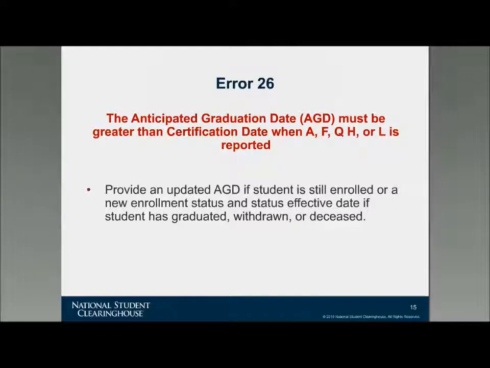Next up is error 26, which comes up because the anticipated graduation date is before the certification date when the student is reported in an enrolled status. To resolve this error, the anticipated graduation date will need to be updated to a future date if the student is still enrolled. If the student is no longer enrolled, update the student's record with a withdrawn, graduated, or deceased status and the effective date for that status.